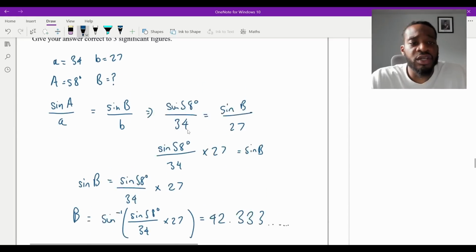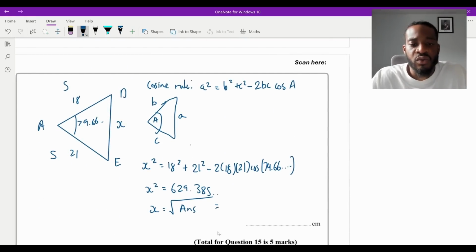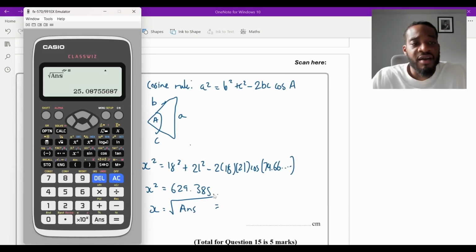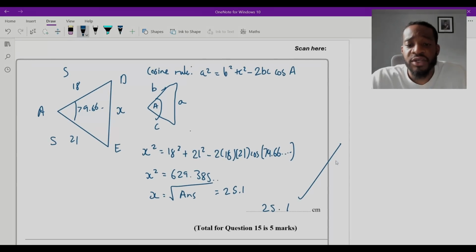Now, what was the degree of accuracy? They want it to 3 significant figures. So therefore, this is going to equal 25.1. So the answer is 25.1, and that's it. That's question 15 finished.